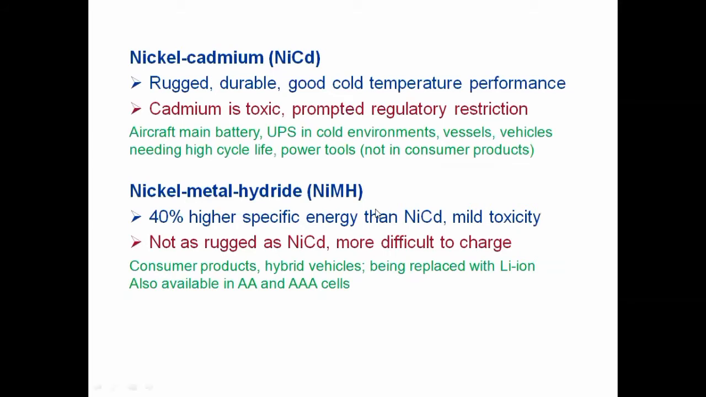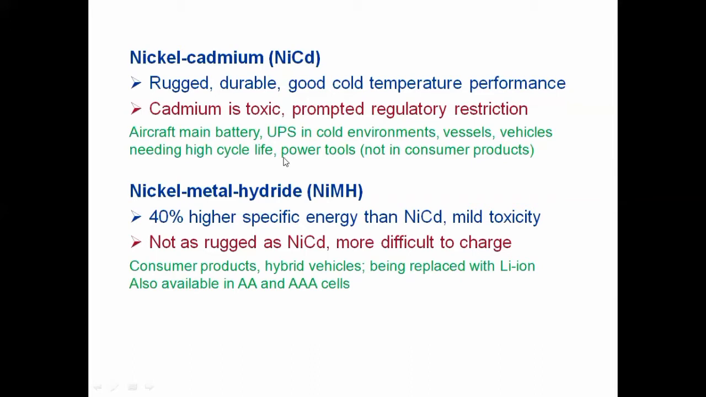Next battery, nickel cadmium. It is rugged due to its strong construction, durable, has a long life, and has good cold temperature performance, so it is not affected by temperature very much. But the cadmium present in the batteries is toxic and has prompted regulatory restrictions. It is used in aircraft main batteries, UPS, vessels, vehicles, and tools. In this type of apparatus, we use nickel cadmium batteries.